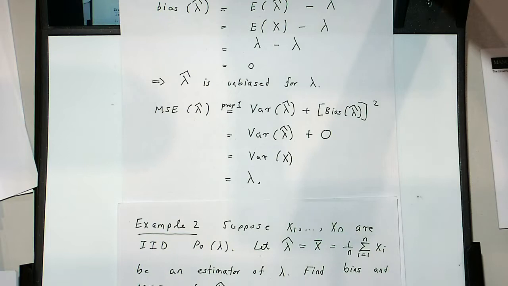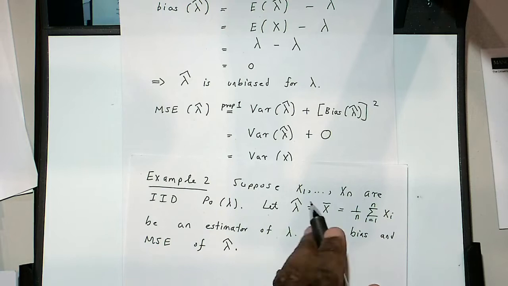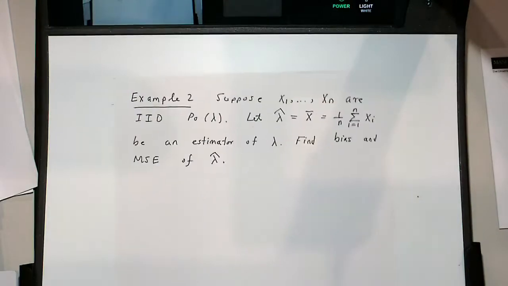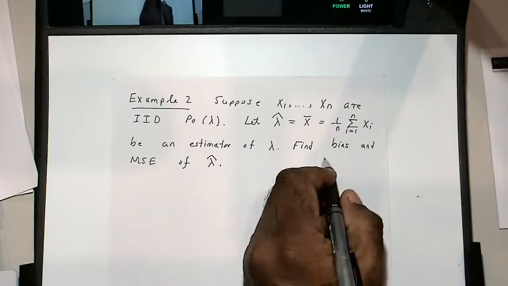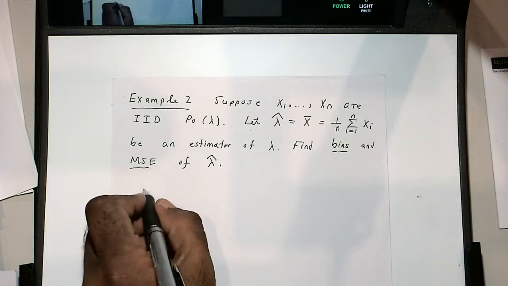Right, so this is a similar question, but here, instead of having a single data point, we have n data points from a Poisson distribution with parameter lambda, right? And we are taking the estimator for lambda to be x bar, which is the sample mean of the n data points, right? So the question is the same. We want to find the bias and the MSE of lambda hat. So let's start with the bias first.